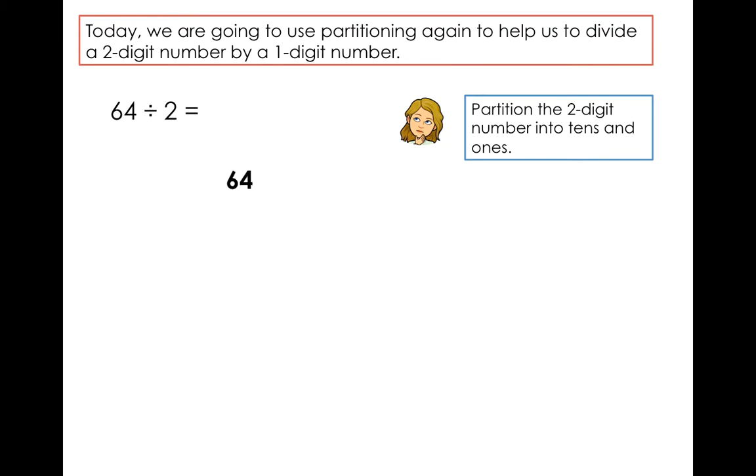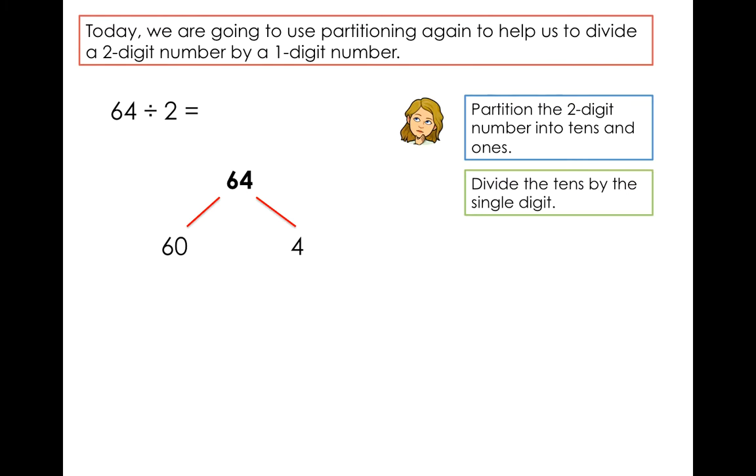So 64, I know that I've got 6 tens, okay, 60, and I've got 4 ones. Then I'm going to divide the tens by the single digit in the question. So I'm dividing by 2, aren't I? I'm sharing between 2. So 60 divided by 2. To help me to do that, if I don't know it straight away, I can use the fact I do know. 6 divided by 2, which gives me 3. Okay, so 60 divided by 2 is going to be 10 times bigger than 3 because 60 is 10 times bigger than 6. So my answer is going to be 30.